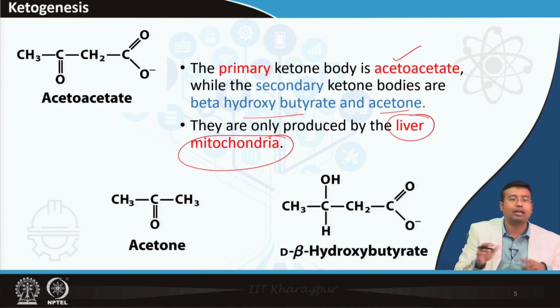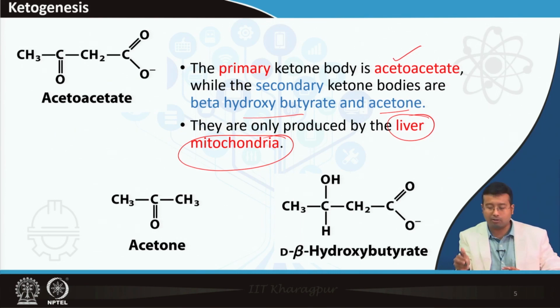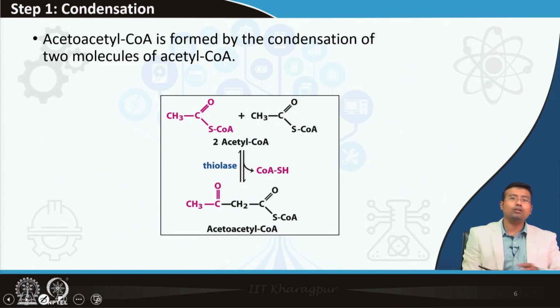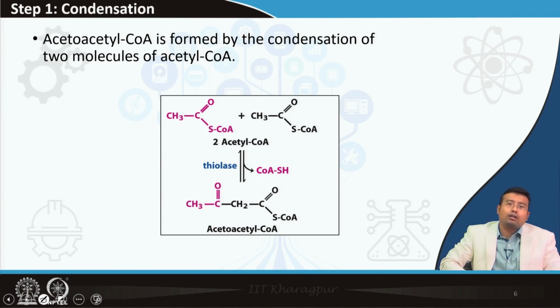You can have many types of questions or combination type of questions, match the following, all except, using these combinations. Suppose ketone bodies are produced in brain mitochondria, brain cytosol, liver mitochondria. So, be very careful, the examiner can mix and match and you need to select the correct option, right. So, let us see what are the steps by which ketone bodies are produced.